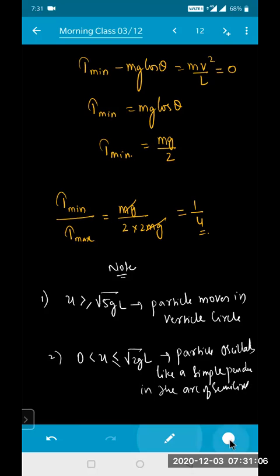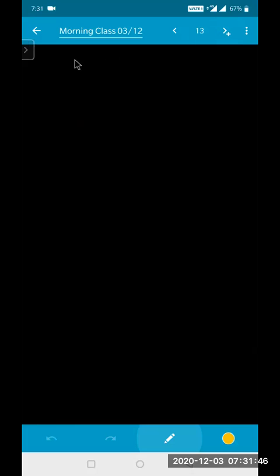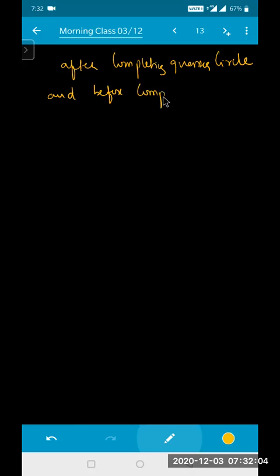And the third one is very important again. If under root of 2g into L is less than u, and u is less than under root of 5g into L, then the particle will leave the circular path, after completing the quarter circle and before completing the semicircle.